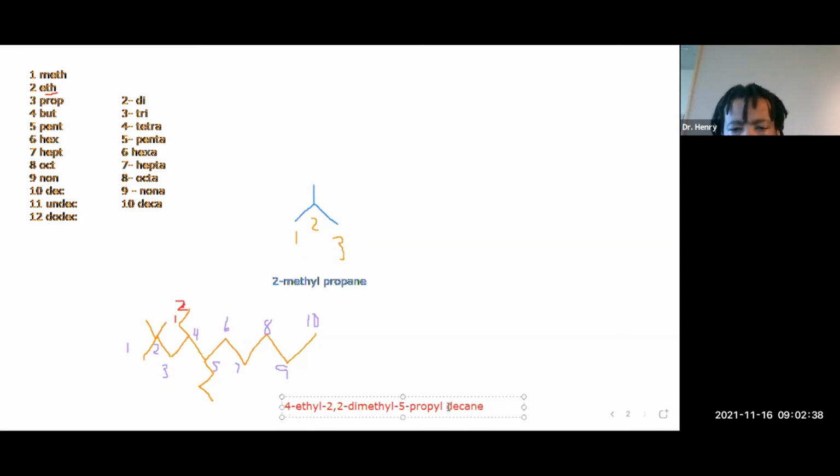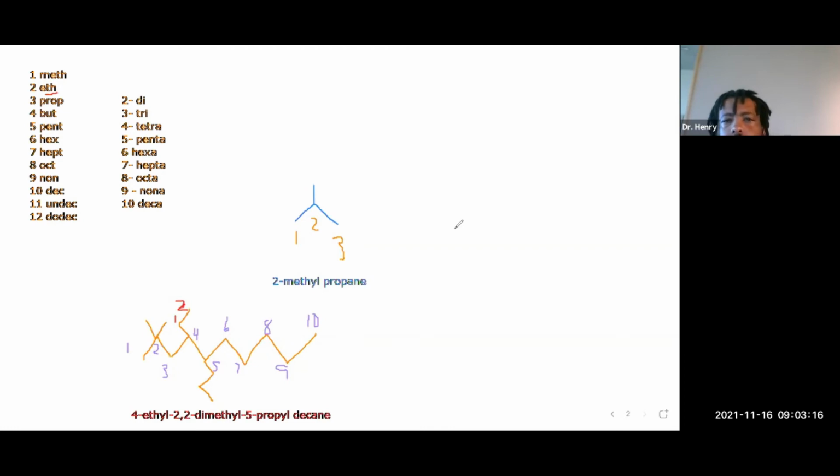So the name of this compound would be 4-ethyl-2,2-dimethyl-5-propyldecane. Okay, and since those substituents are hydrocarbons and we want to know that they're just part of the side chain, we have to put that yl at the end of the prefix. Do you guys see that? Okay. So let's do something a little harder.